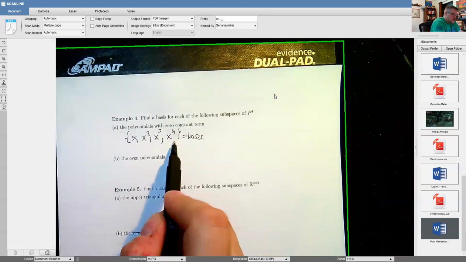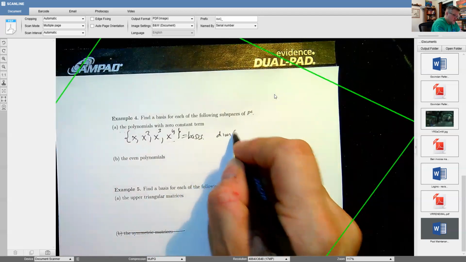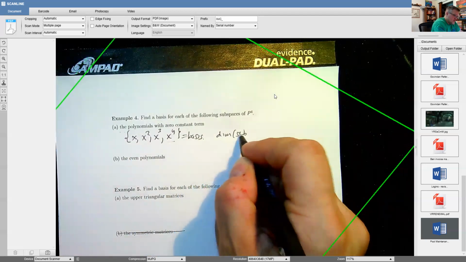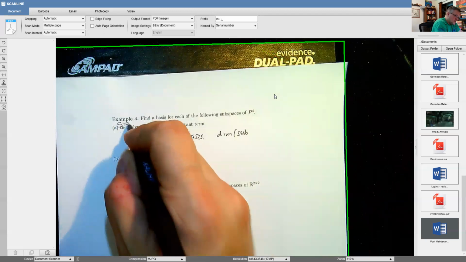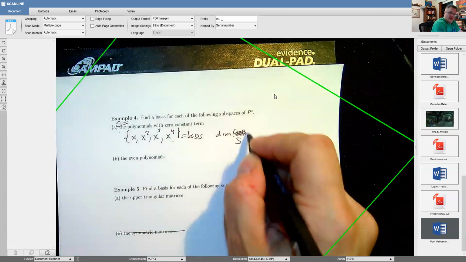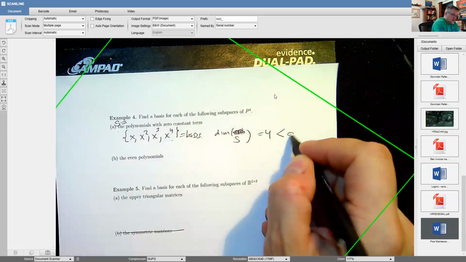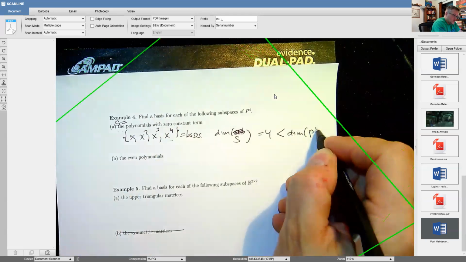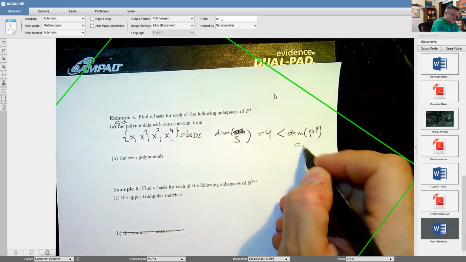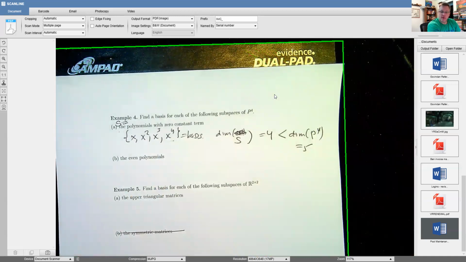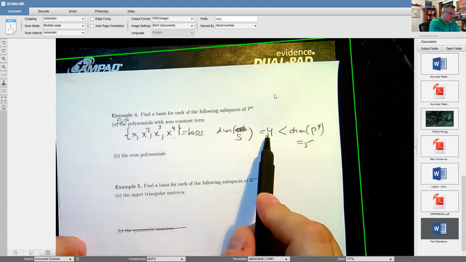Notice that the dimension of the subspace, we'll call this S, is equal to 4, right? Which is strictly less than the dimension of P4, which we know to be 5. Which is good. I mean, you could actually have subspaces with the same dimension. You just can't have it with more dimension, right? You couldn't have this to be 6, but it could be anything from 0 to 5.